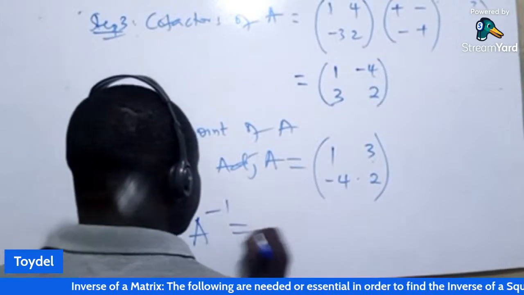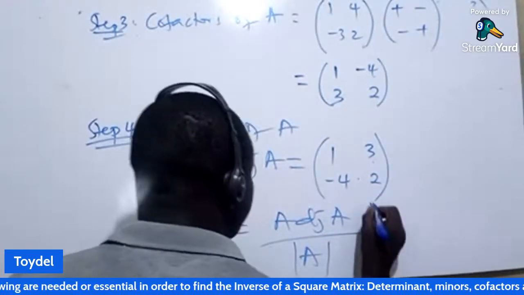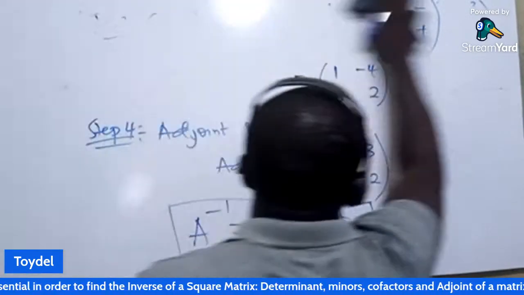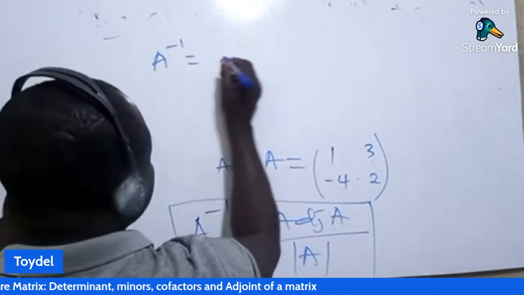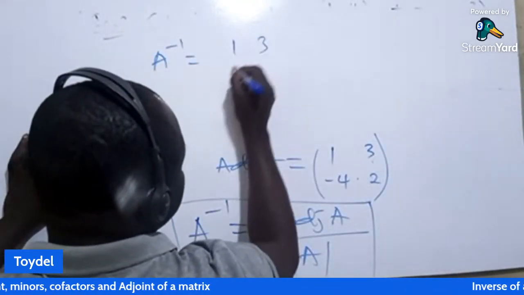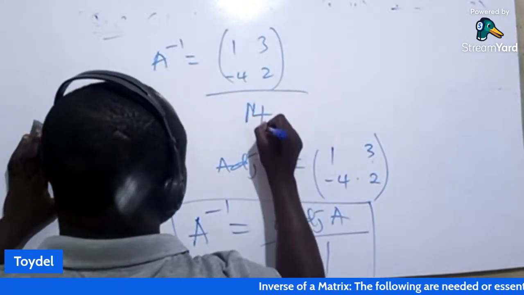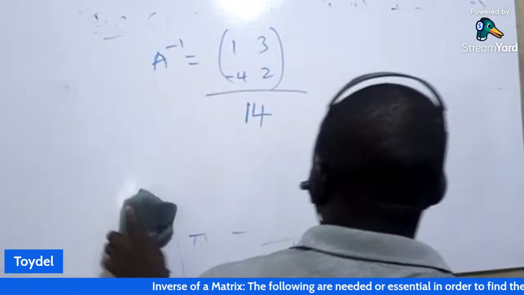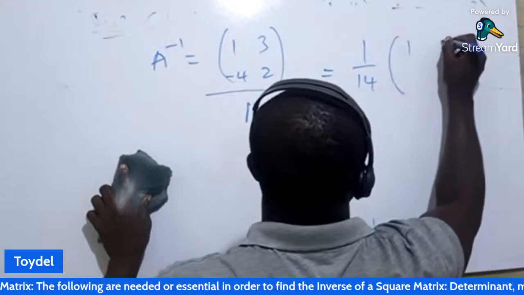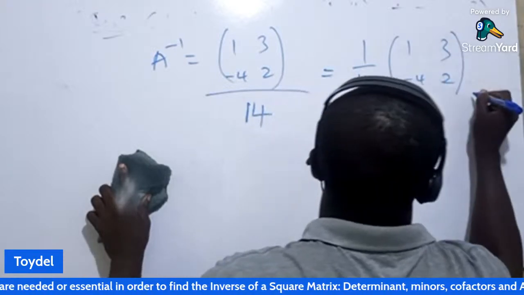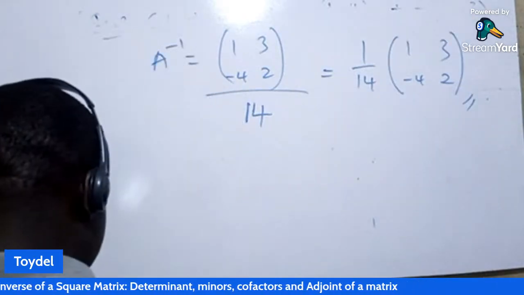Then finally, the inverse of A will be the adjoint of A all over the determinant of A. So the inverse of A is equal to the adjoint of A, which is 1, 3, minus 4, 2, all over the determinant, which is 14. So that's what we get. And of course, we can rewrite this as 1 all over 14 into bracket 1, 3, minus 4, 2. So this is how to find the inverse of a 2 by 2 matrix.